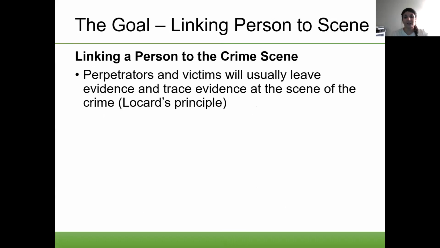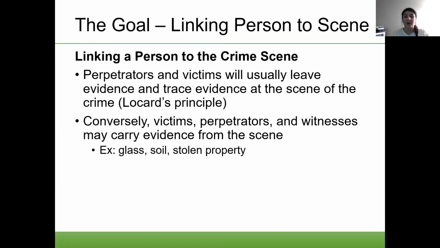So, linking a person to the crime scene: perpetrators and victims will usually leave evidence and trace evidence at the scene of the crime. The Locard exchange principle. We've already talked about it. Also, victims, perpetrators, and witnesses may carry evidence from the scene. So they may carry glass, soil, stolen property.